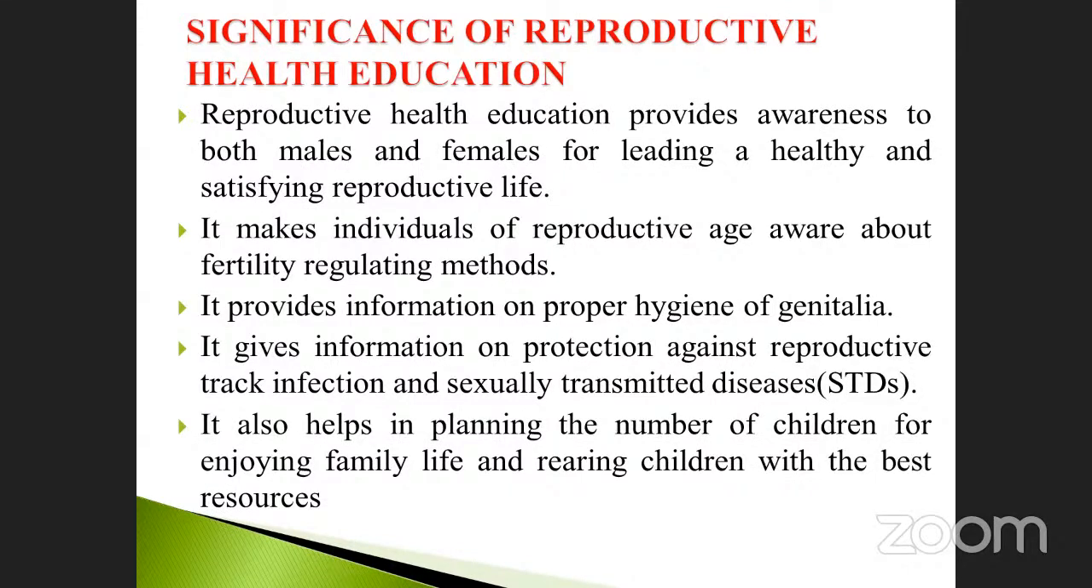We have the outer part, isn't it? The reproductive part should be very hygienic in nature. Then only the offspring will be very healthy. Otherwise there may be some disorders or diseases. It gives information on protection against reproductive tract infections and sexually transmitted diseases. This is very, very important. Sexually transmitted diseases are due to bacteria, viruses, fungi, and also spores.